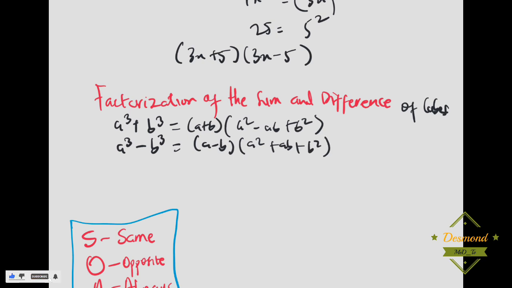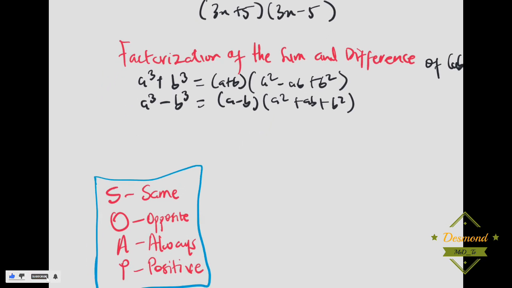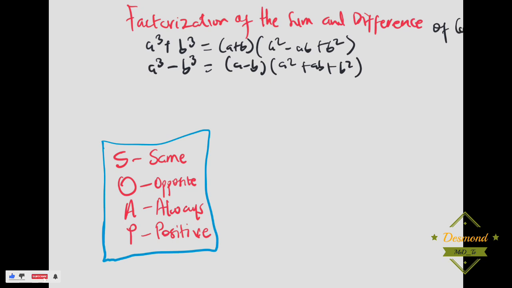Very simple. We can use the acronym SOAP to remember the signs when factoring the sum and difference of cubes. The first letter of each word relates to the sign. S represents same, O represents opposite, A represents always, and P represents positive. For example, let's consider this example.